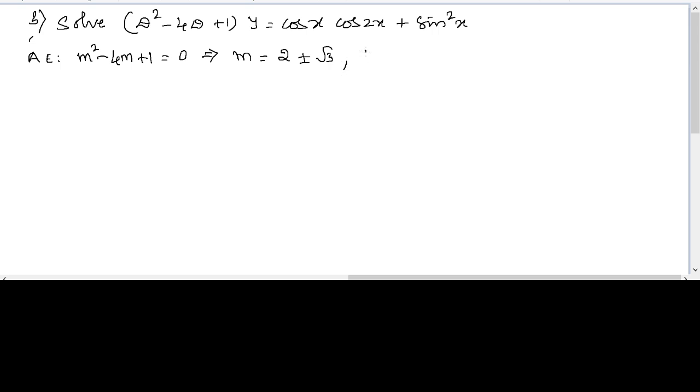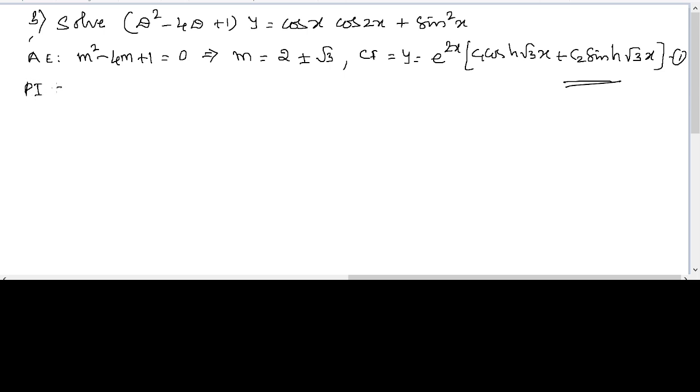So what is the complementary function? It is given by y is equal to e power 2x into (c1 into cos hyperbolic root 3x plus c2 into sin hyperbolic root 3x). So this is the value of CF. Okay, let us call this 1. Now we need to find out PI.